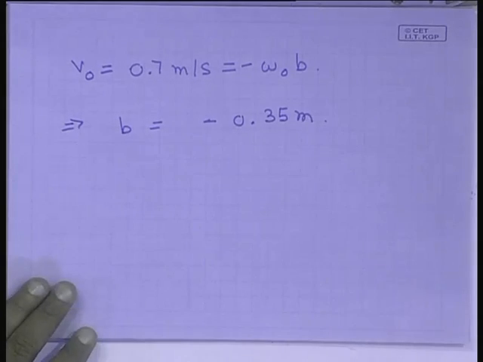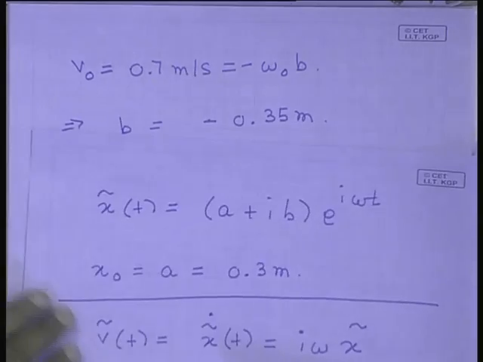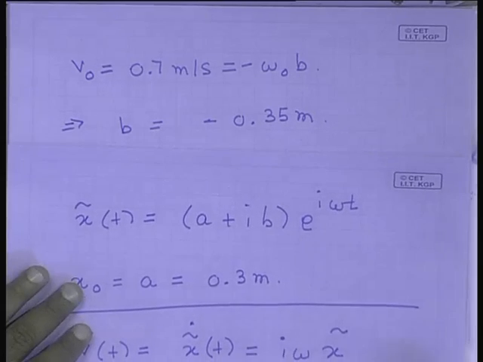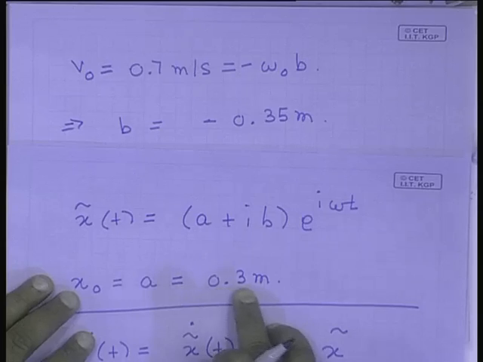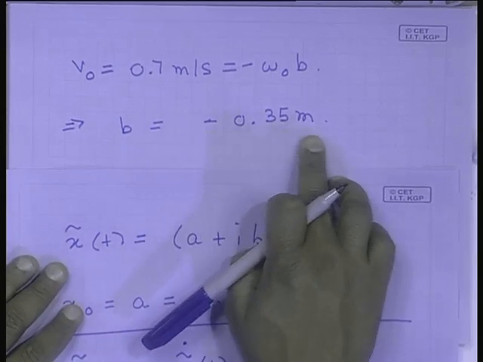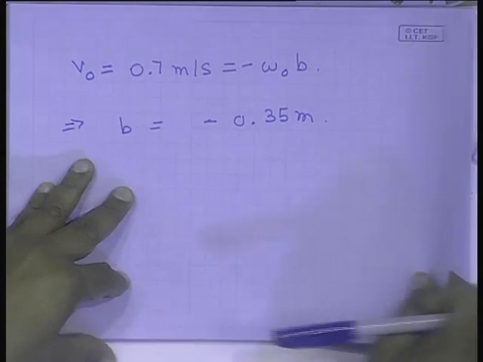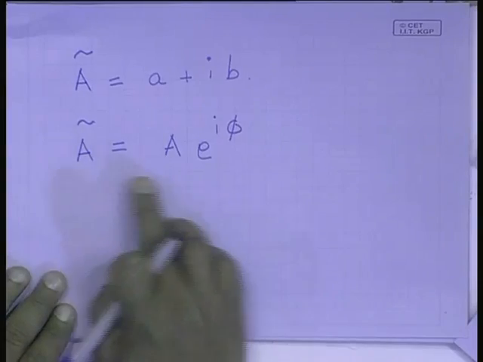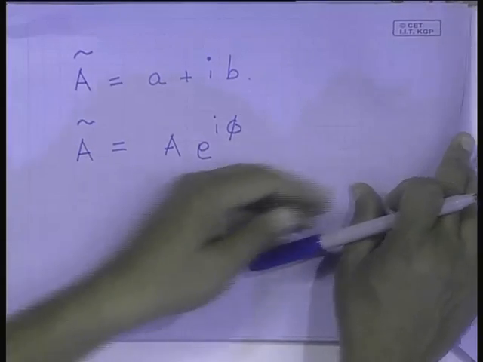So, we have worked out the two coefficients which completely determine the complex amplitude, and these coefficients have a value A which is equal to x naught, it has a value 0.3 meters, and B has a value minus 0.35 meters. Now next we shall work out the complex amplitude in terms of the real amplitude and the phase. This again is quite straightforward.